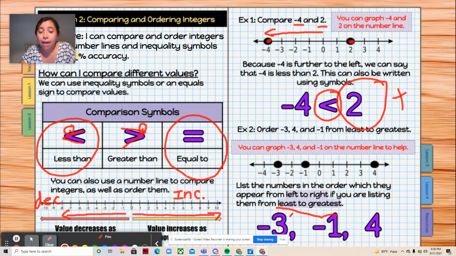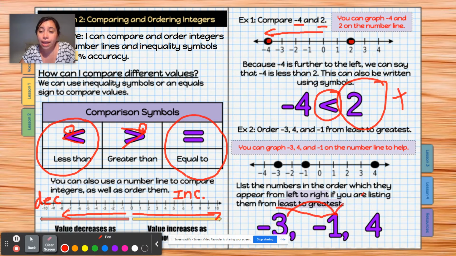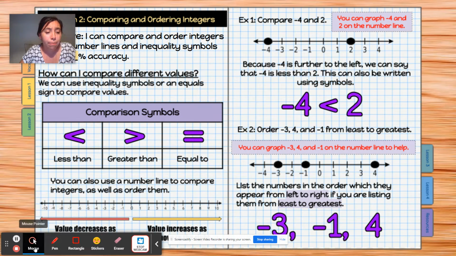Cool. So I have -3, -1, and 4. Remember, the farther away the negative number is, the less it is, the least that it is. So -3 is farther away than -1, which means -3 is going to be the least. -1, since it's closer to 0, is going to be the second least. And then 4 would, of course, be the greatest, because that's a whole number. Okay, so let's go ahead and clear my screen and go back.